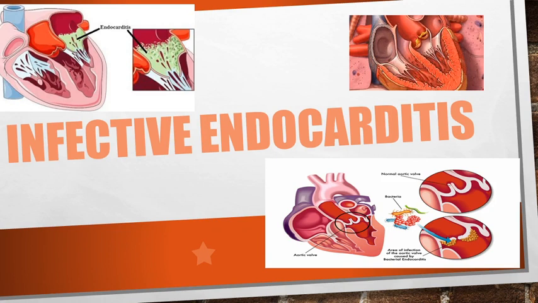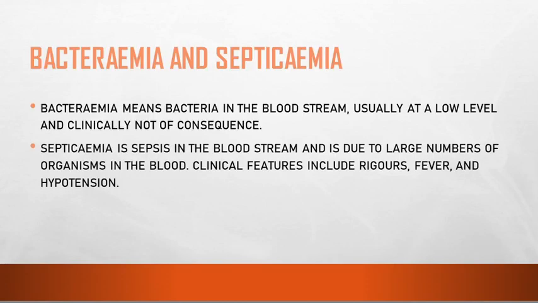So let's start to know what is infective endocarditis. Before we start, we are going to talk about the difference between bacteremia and septicemia. Bacteremia means the presence of bacteria in the bloodstream, usually at a low level and clinically not of consequence. Septicemia is sepsis in the bloodstream and is due to large numbers of organisms in the blood.